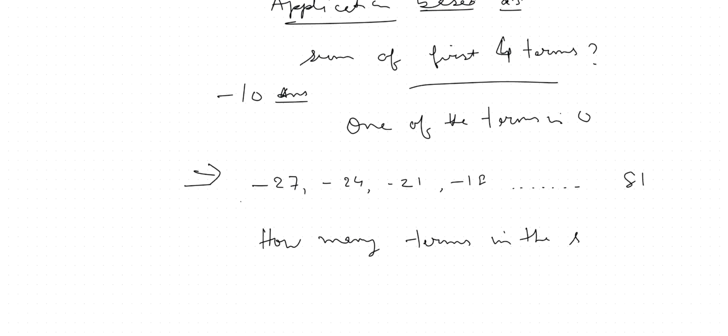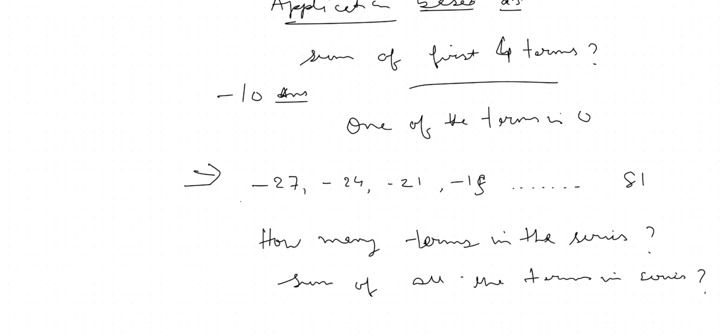Okay. And sum of all the terms in the series. So these are the two things which will be asked in the questions. The first thing is how many terms in the series. The series is given to you. It is starting from -27, and then it goes up to -24, -21, -18, continues and continues, and goes up to 81. So you have to answer how many terms in the series.